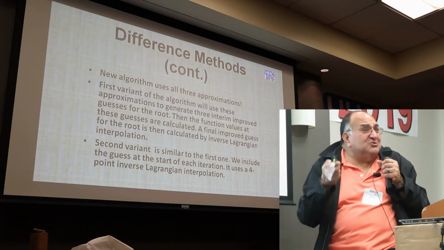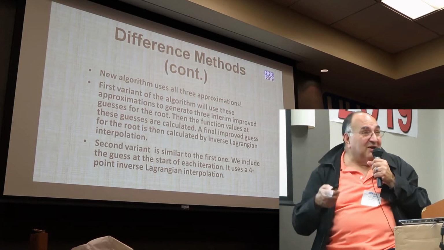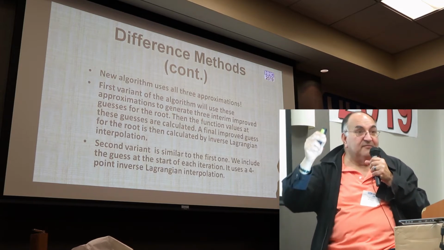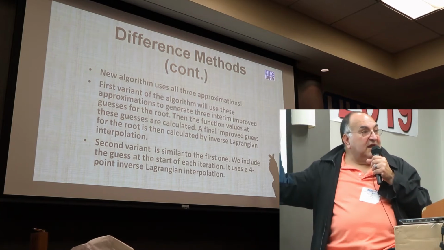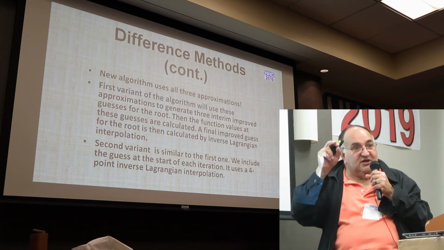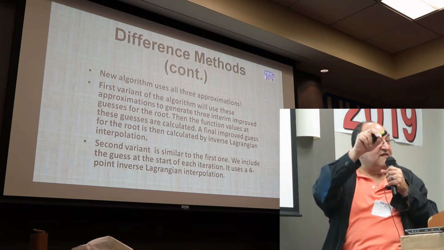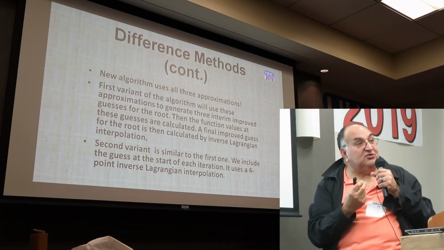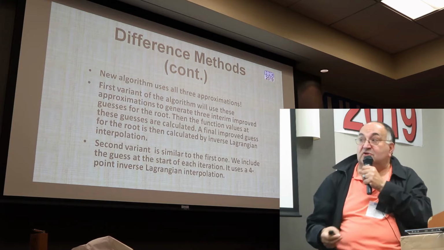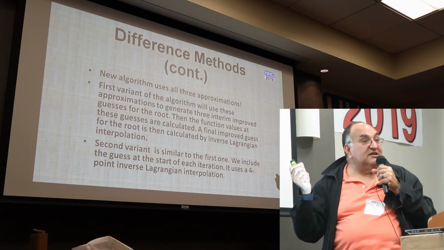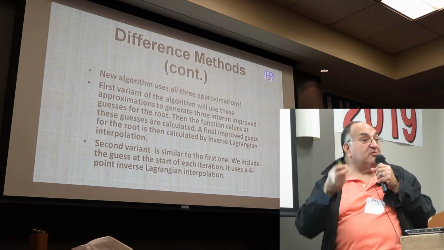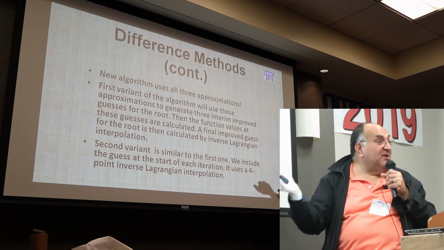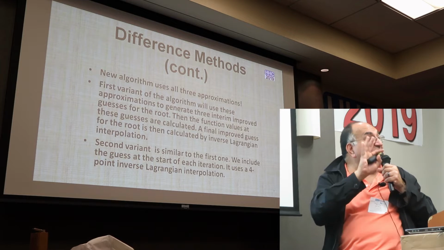Now the new algorithm says, rather than choosing one of these 3 approximate methods, let's use them all. The first variant is, okay, we start an iteration, we have a guess and the function value. And we use each approximation to get 3 interim refinements for the guess of the root, and then calculate the function values at each of these roots, and then perform inverse Lagrangian interpolation to get a better refinement for the root. The second variant is similar, but remember when we started the iteration we had x and f(x), and that comes free, there's no additional calculation needed. So we throw in that point too, and we have an inverse Lagrangian interpolation with 4 points, even better.